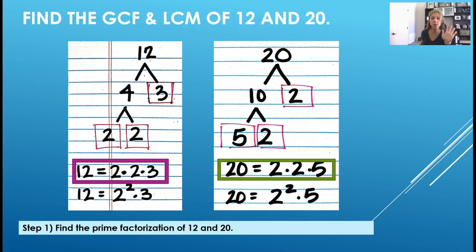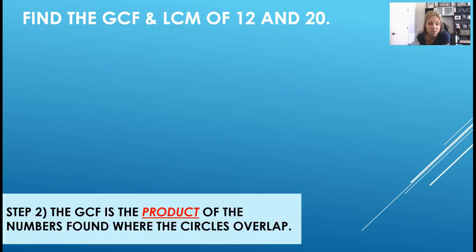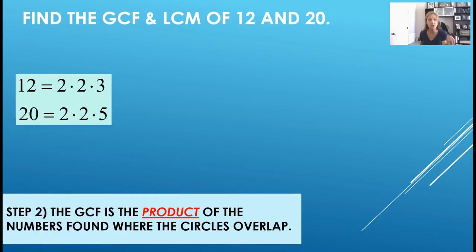So that's step 1. You want to start by making a factor tree and finding the prime factorization of your two numbers. Step 2, we'll find the GCF first. The GCF is the product of the numbers found in the overlap part of the circle. So that means you're going to multiply the numbers that are in the overlap part. Remember, the overlap is where they share characteristics. So we have our prime factorizations here for 12 and 20. And we notice that they share one factor of 2. They also share another factor of 2.